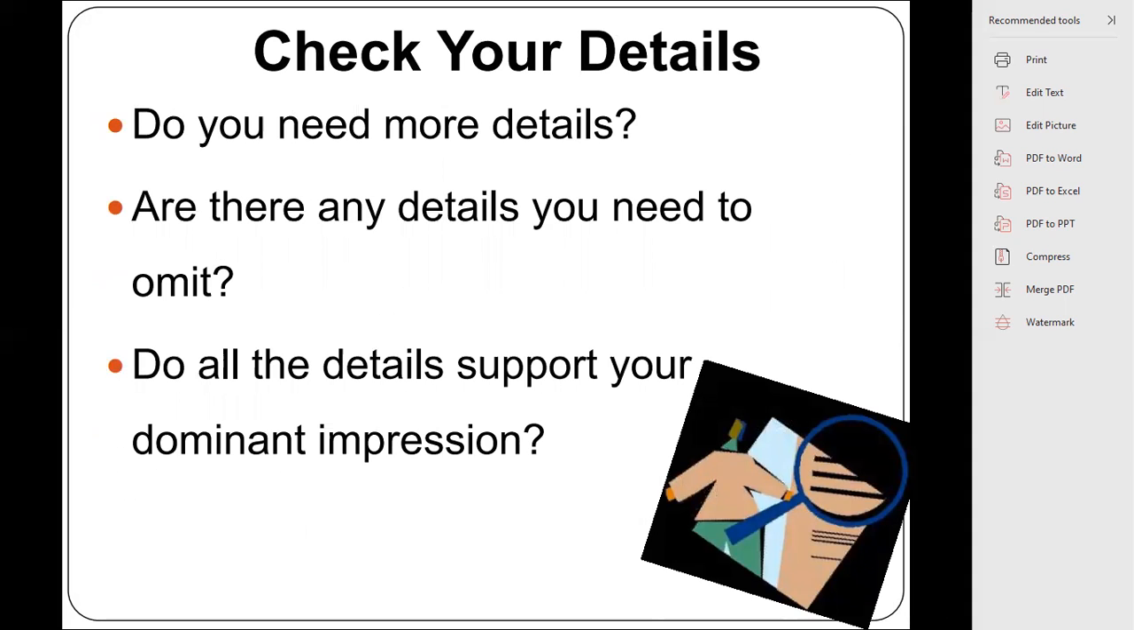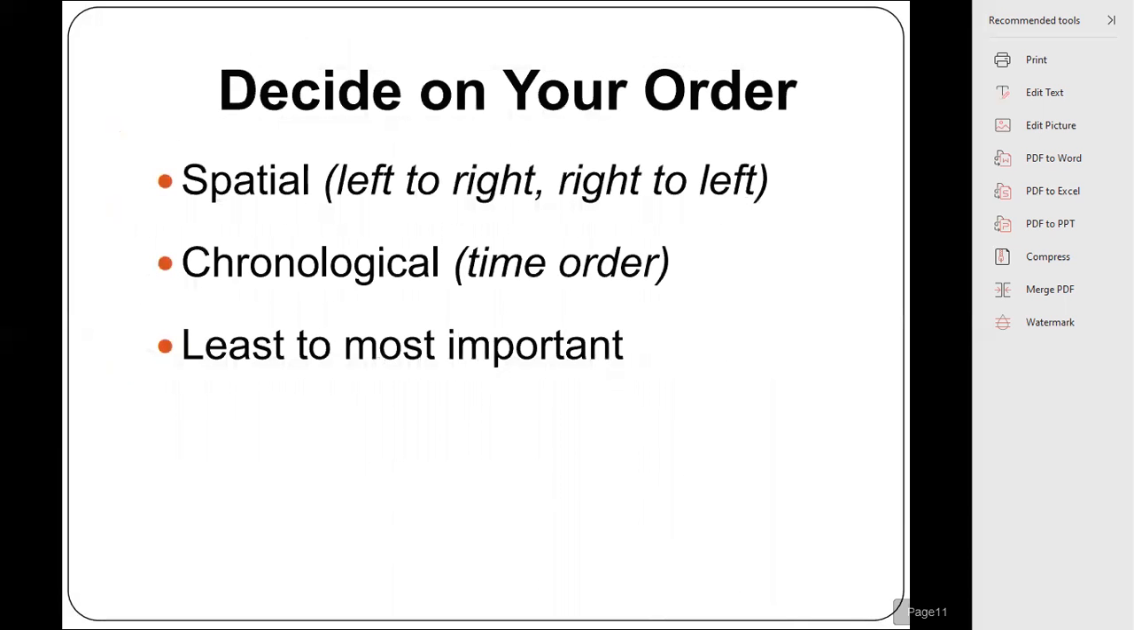Okay, and then you also have to check your details. Do you need more details in order to make your story complete? Or are there any details you need to omit? That means, are there any details that you overwrote or you think are not necessary? In another part, do all the details support your dominant impression? Okay, decide on your order. Are you going to do it left to right in a spatial order, in a chronological order, or from the least to most important event? Okay, all these are on your side to decide.